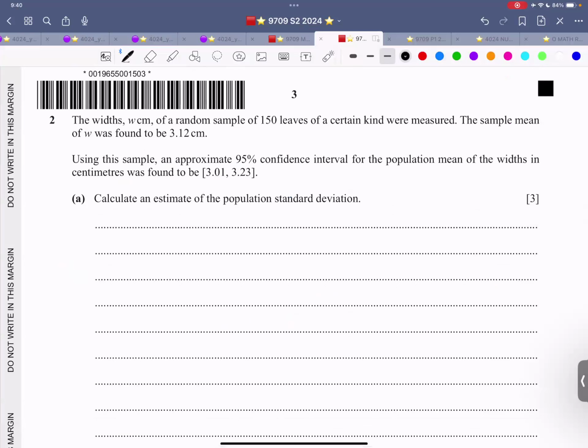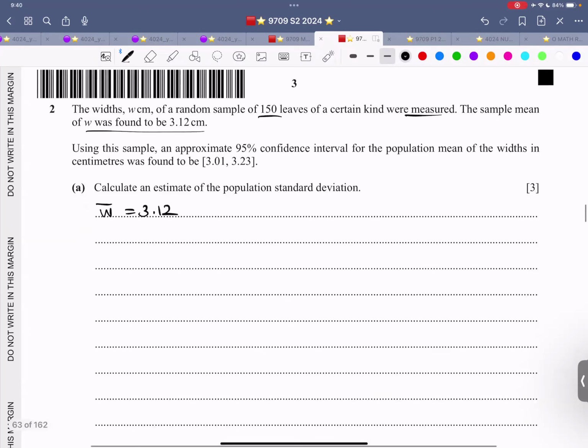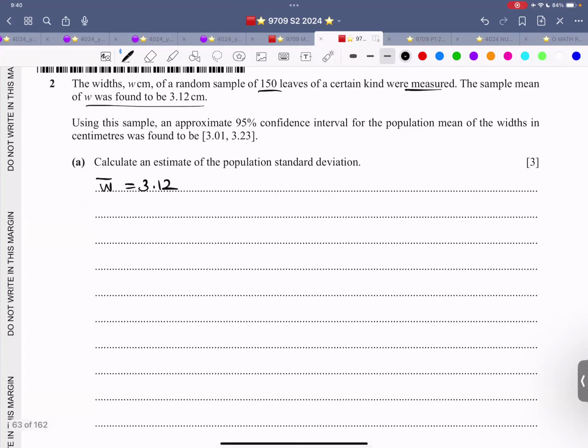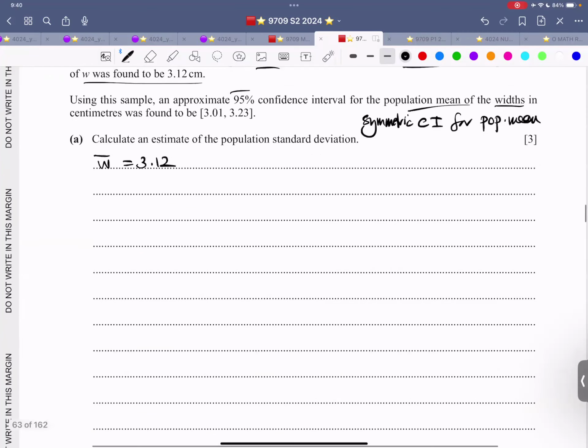Question number 2. It says the widths of a random sample of 150 leaves of a certain kind were measured. The sample mean was found to be 3.12. So W bar is 3.12. Using this sample, an approximate 95% confidence interval for the population mean of widths in centimeters was found, such and such. So this is a symmetric confidence interval for the population mean.